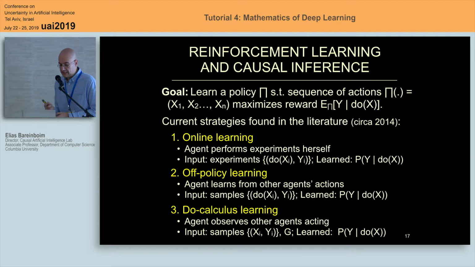Now we have something that I'm calling do-calculus learning, where the agents observe other agents acting. The difference is that the agent doesn't know why the other agent is acting the way it is. The agents could be moving without any deliberation, just in an instinctive or subconscious way.